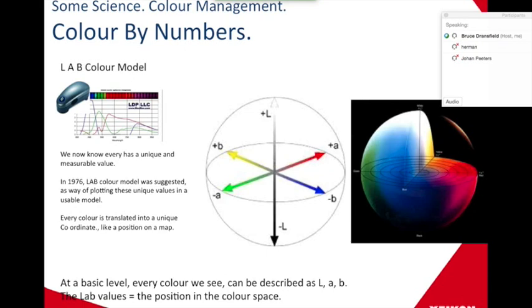And we use this LAB. L is for luminance, and we see there the B axis is yellow and blue, and the A axis is green and red. And that's illustrated in the 3D diagram we see there. I'll be surprised if many of you haven't seen this diagram before.